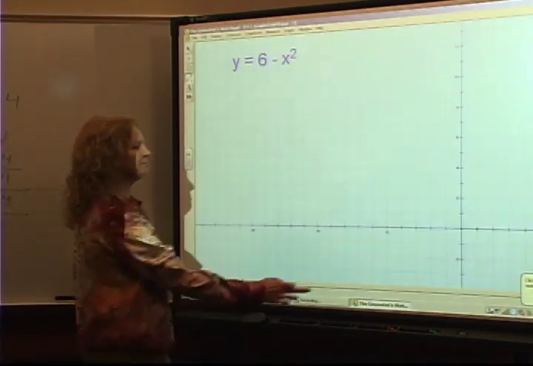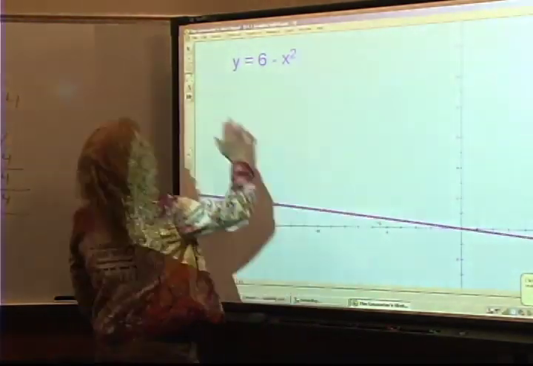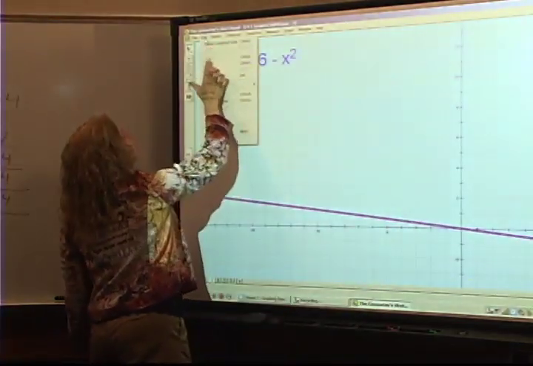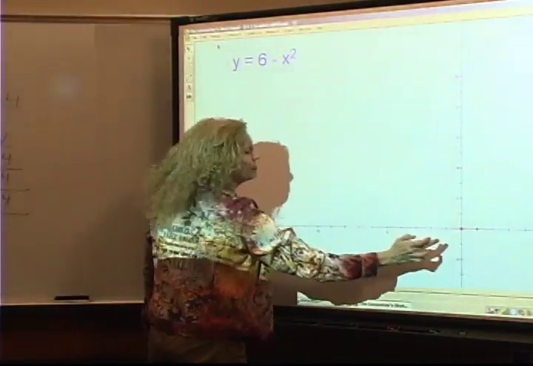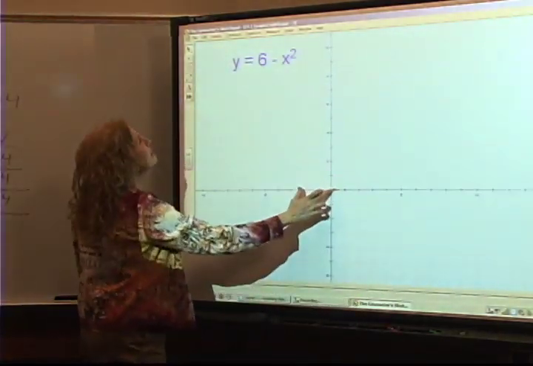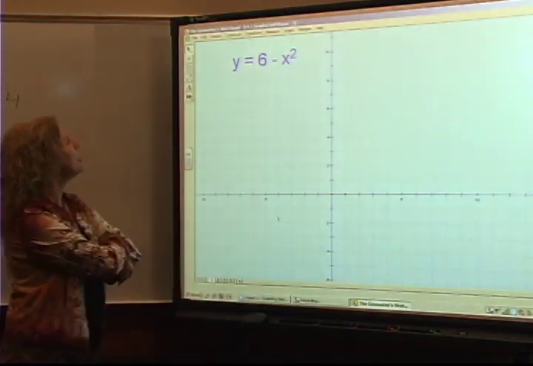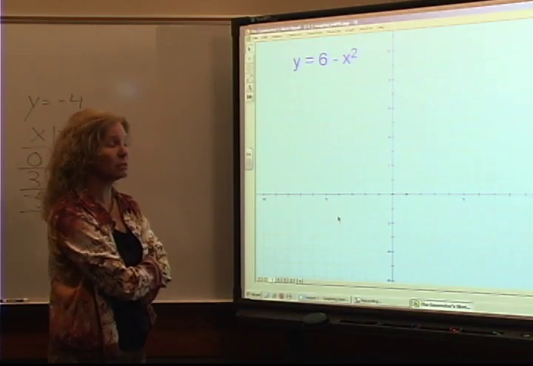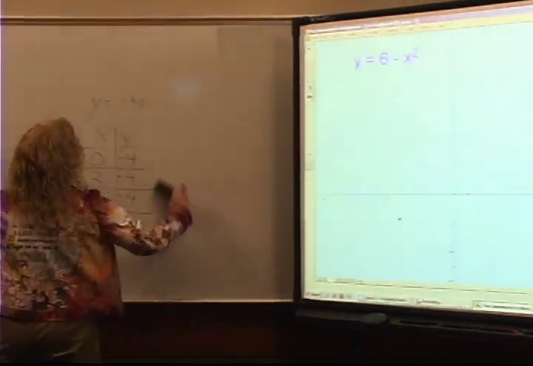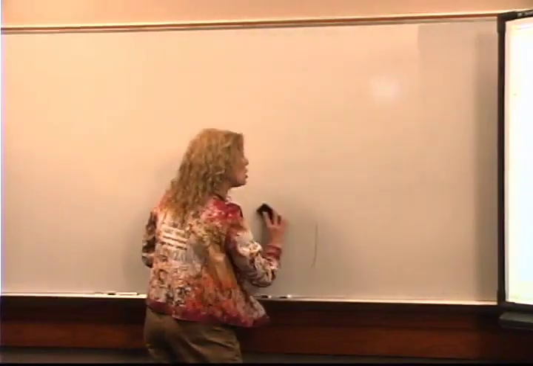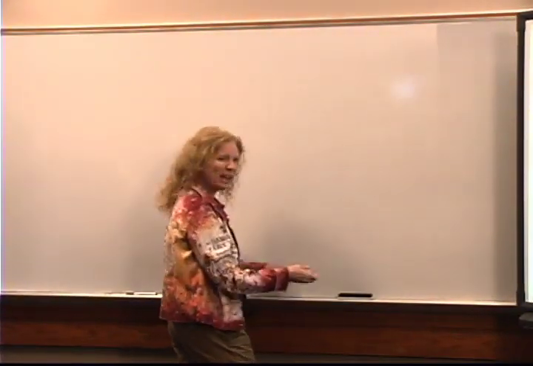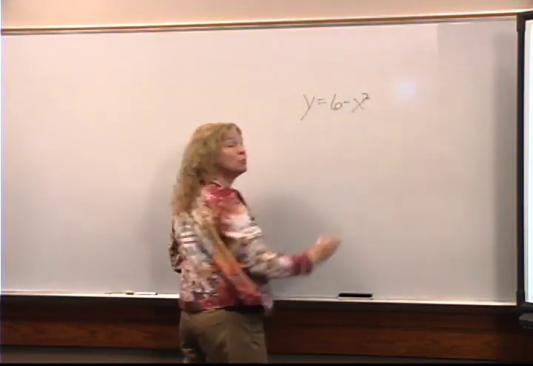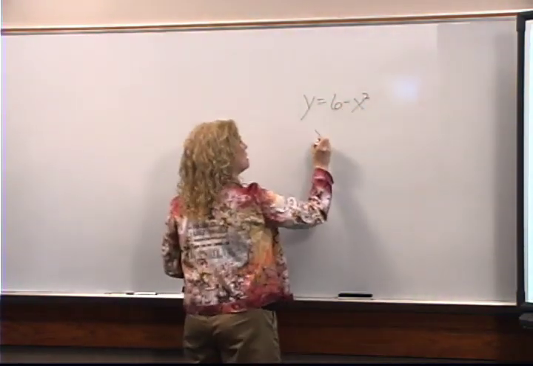Number 3. All right, on number 3, we've got a new equation here, y equals 6 minus x squared. Now, if you're real good with your algebra from the past, you know that x squared is suddenly going to change things. But you might not remember how it changes it. You might not know what this graph is really going to be like.